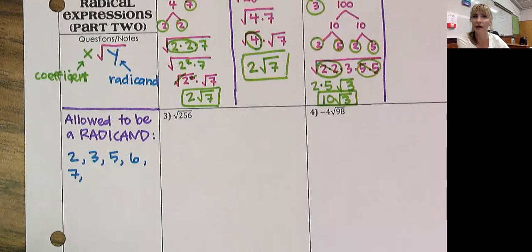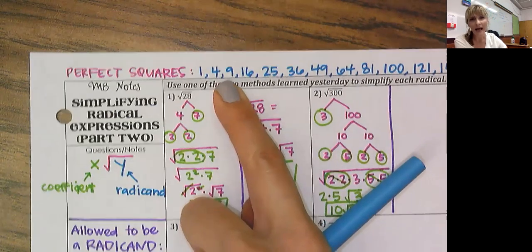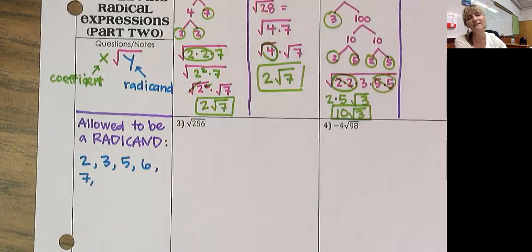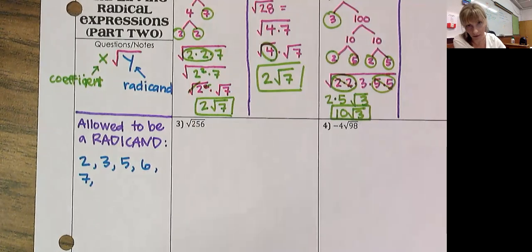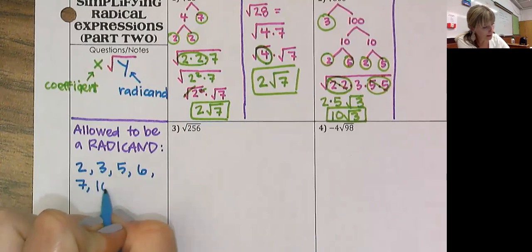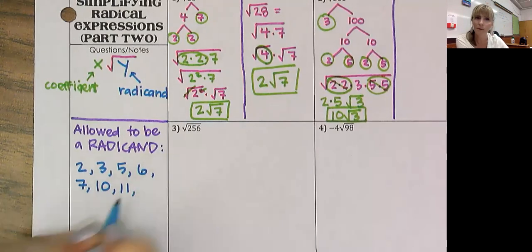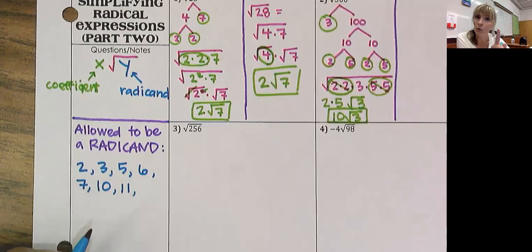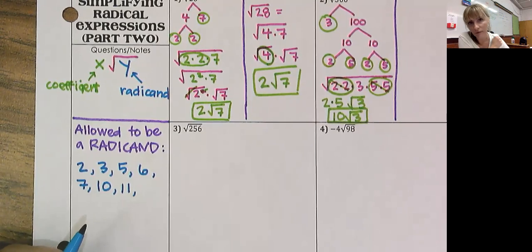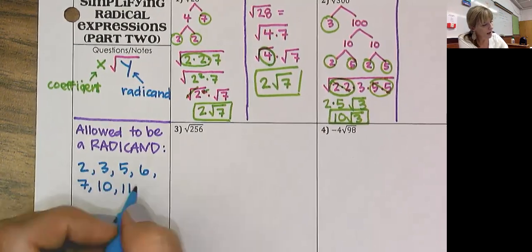Guess what is a factor of 8? 4. And guess where 4 is on this list? Any number that has a perfect square factor should never be left inside the radical. So not 8, not 9, 10 is often left inside the radical. 10 can be a radicand because its only factors are 2 and 5. 11, what about 12? No, 12 has a 4 in it. Never leave a 12 inside of the radical. If you have a 12 in there, you didn't finish simplifying it.